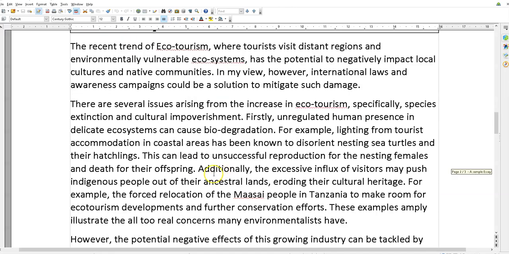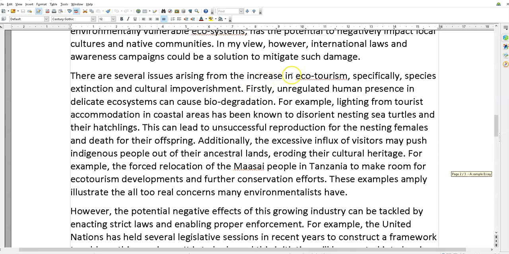Anyway, several issues arising: species extinction, cultural impoverishment. I talk about too many humans in particular areas, and this is actually a real example. I won't read it all out, you can read it yourself.